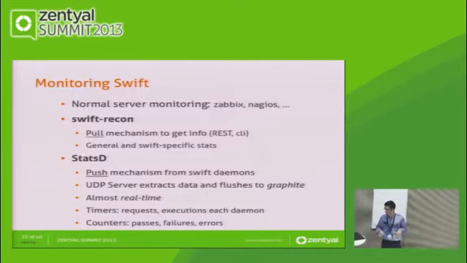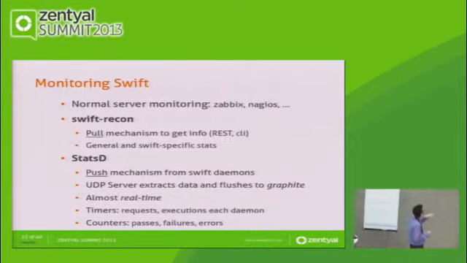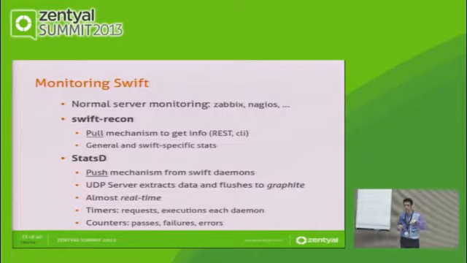Swift Recon is implemented in Swift, and you enable it, and after doing that you can retrieve some stats, some metrics about the state of your Swift cluster. But it's a pull mechanism. You have to write some scripts or do something to retrieve that data and do whatever you want, trigger alerts or feed some other system. The other alternative is StatsD, which is a push mechanism.